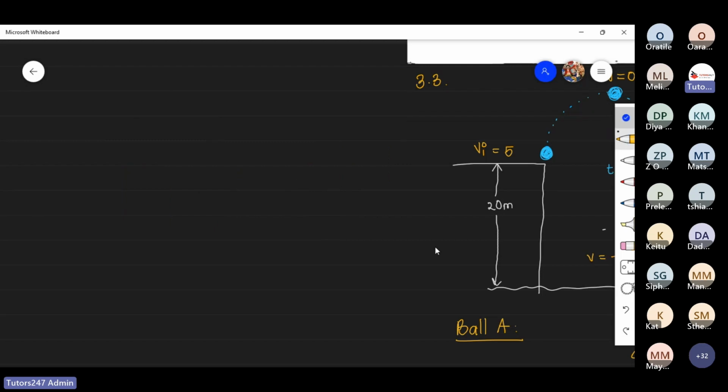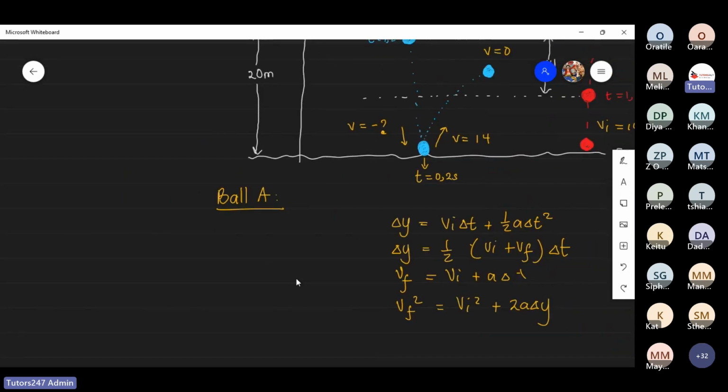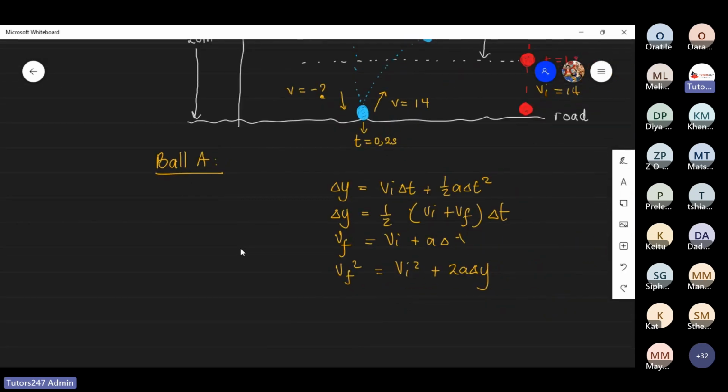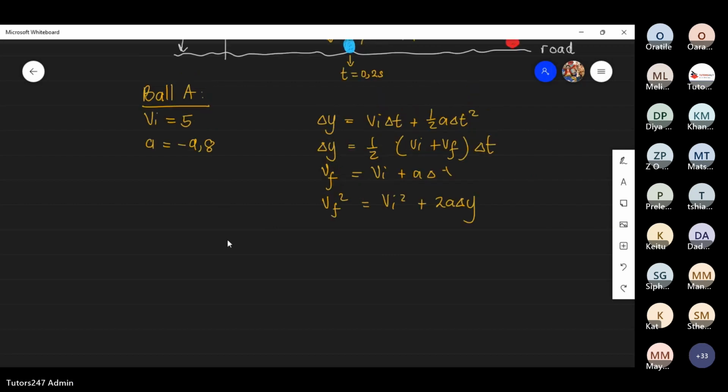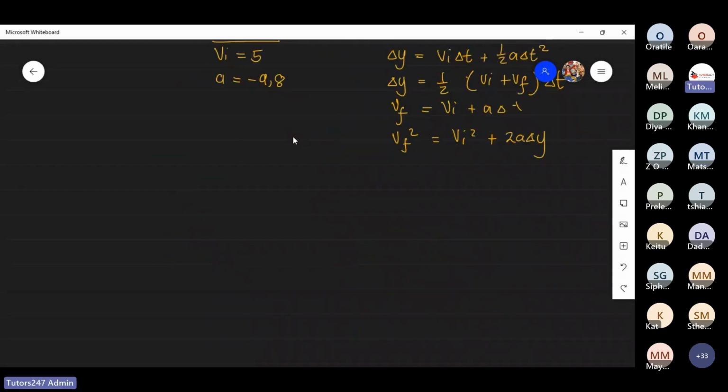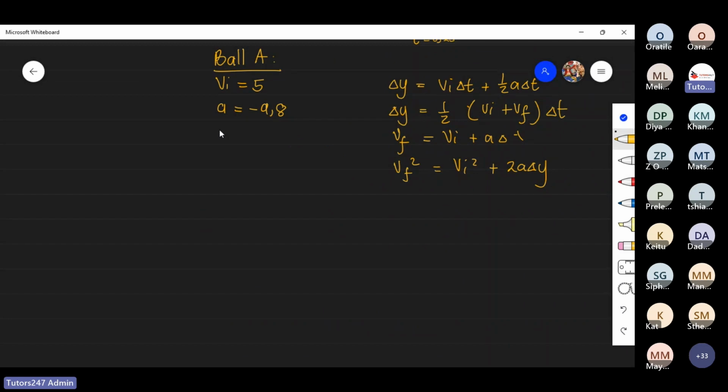Let's do step 1. We need to calculate the height above the ground of ball A, keeping in mind that the only values for ball A that we have are the initial velocity, which is 5 meters per second. We have the acceleration, which is negative 9,8 meters per second squared. What else do we have? Let's go back and see. Oh, we have time, hey? Yeah, let us write that. We have time.